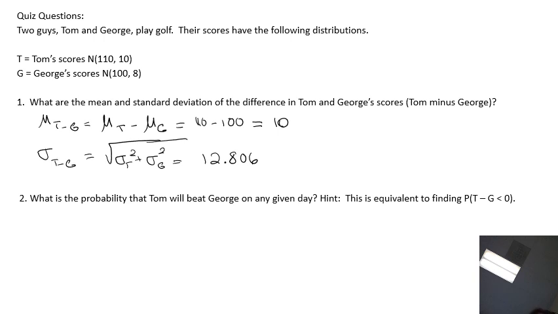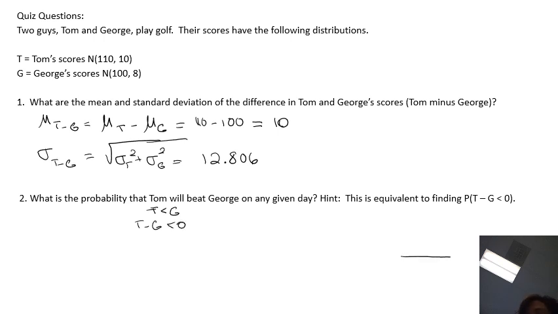And then the second question here, what is the probability that Tom will beat George? Probably more interesting to Tom and George. That's the equivalent of finding Tom minus George to be less than 0. Tom beating George means that Tom has to be less than George if you play golf. So if I subtract George over, Tom minus George has to be less than 0.